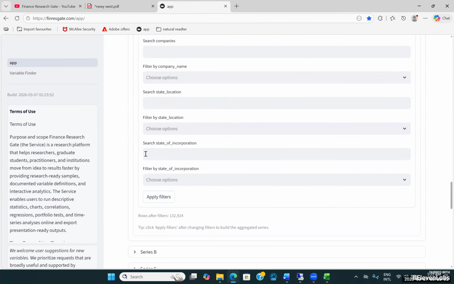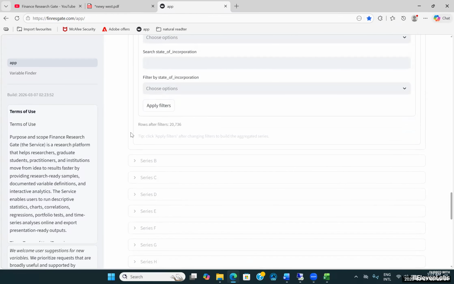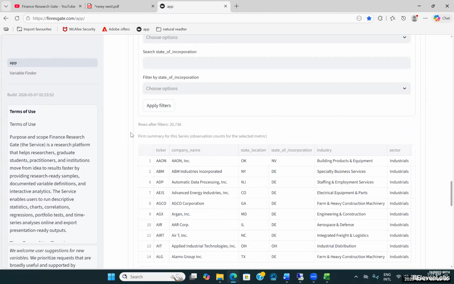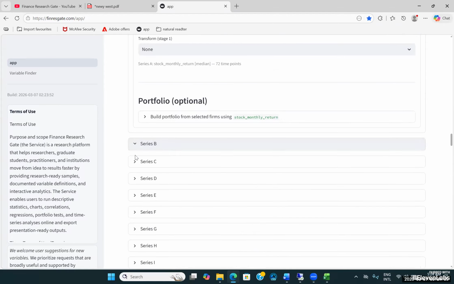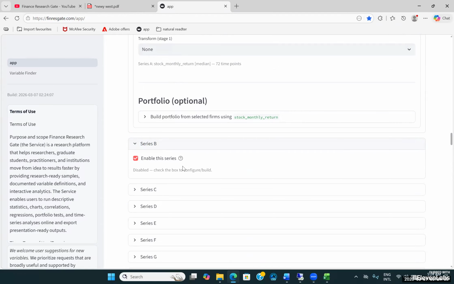Then we click apply, and that will become the dependent variable or the Y variable that we are aiming to explain. So essentially, we're attempting to explain the industrial sector's monthly return by utilizing the market's monthly return. So we will now activate Series B.